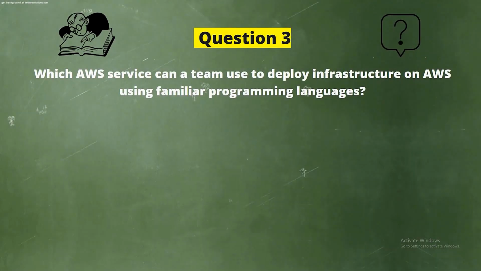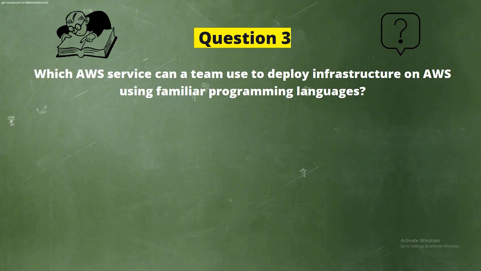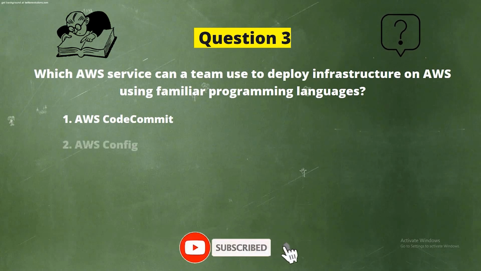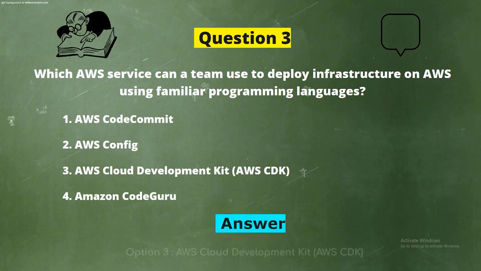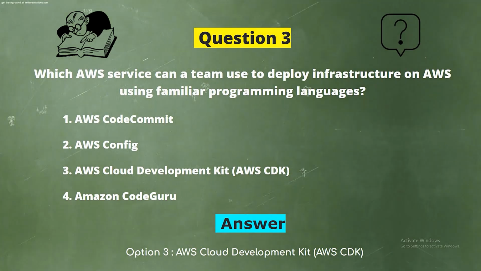Next question. Which AWS service can a team use to deploy infrastructure on AWS using familiar programming languages? And the options are: Option 1, AWS CodeCommit. Option 2, AWS Config. Option 3, AWS Cloud Development Kit, AWS CDK. Option 4, Amazon CodeGuru. And the correct answer is Option 3, AWS Cloud Development Kit, AWS CDK.